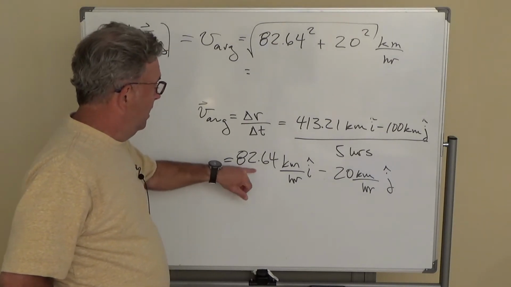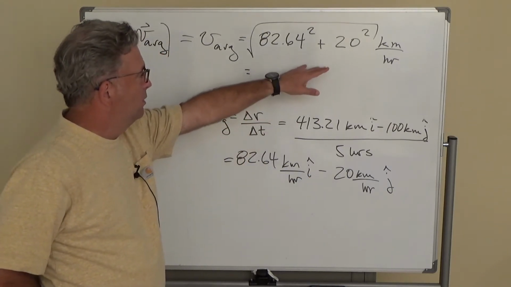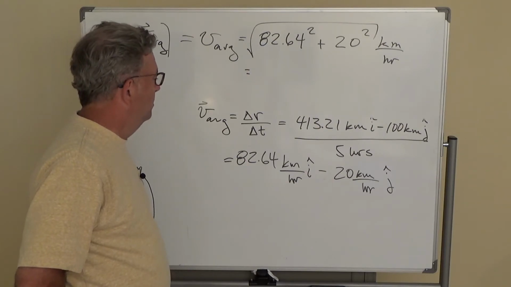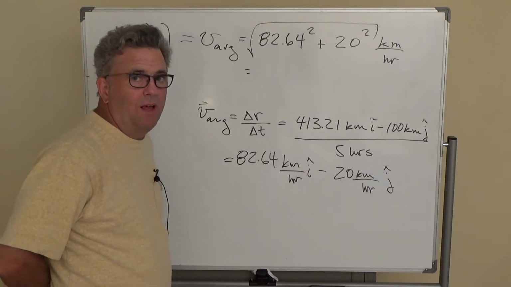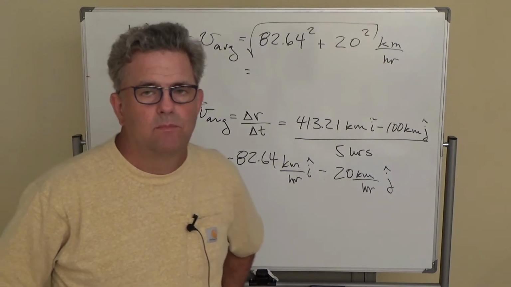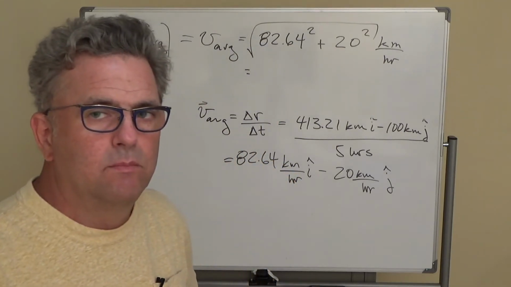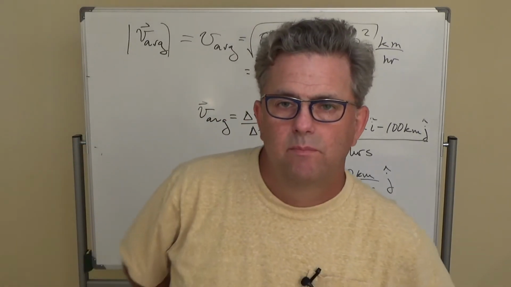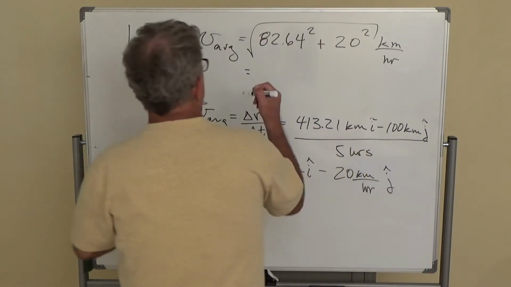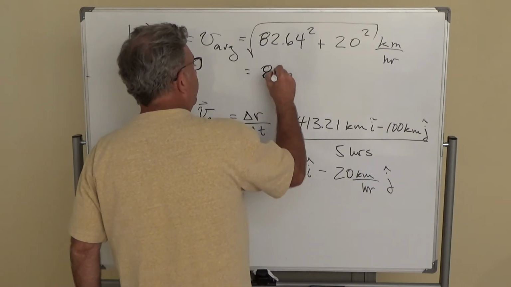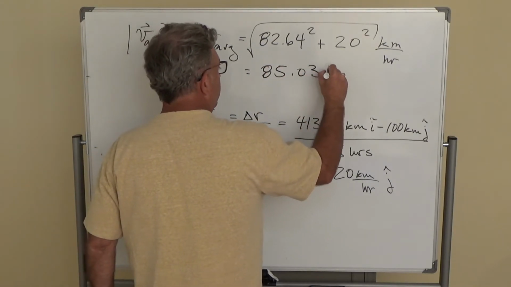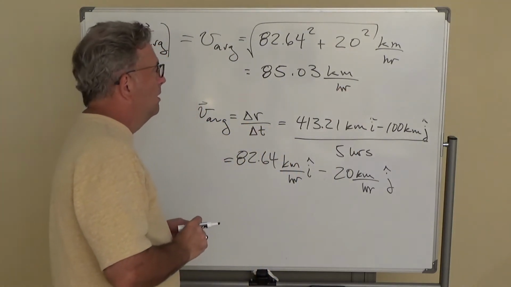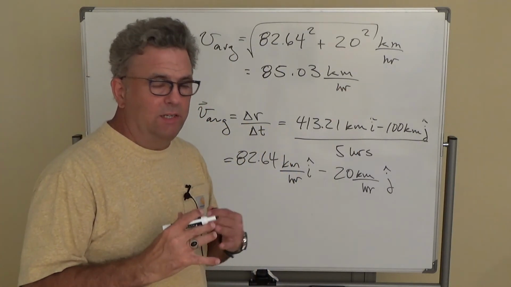All I'm doing here is taking the sum of the squares and taking the square root. That's going to be the magnitude of the average velocity. What did you get? I got 85.03. Okay, 85.03 kilometers per hour. That's V average, magnitude.